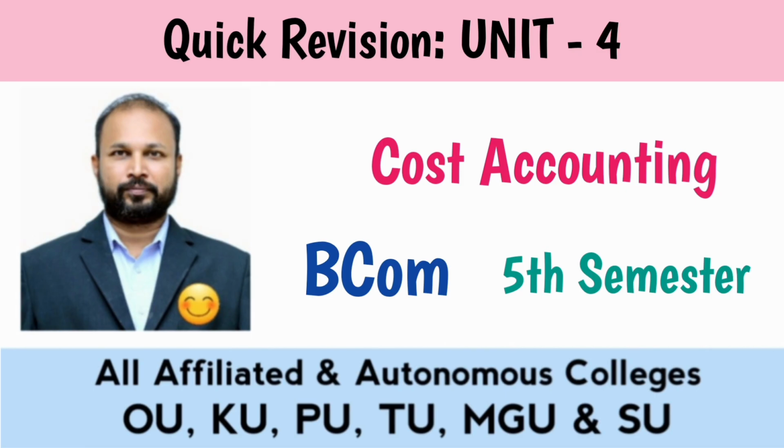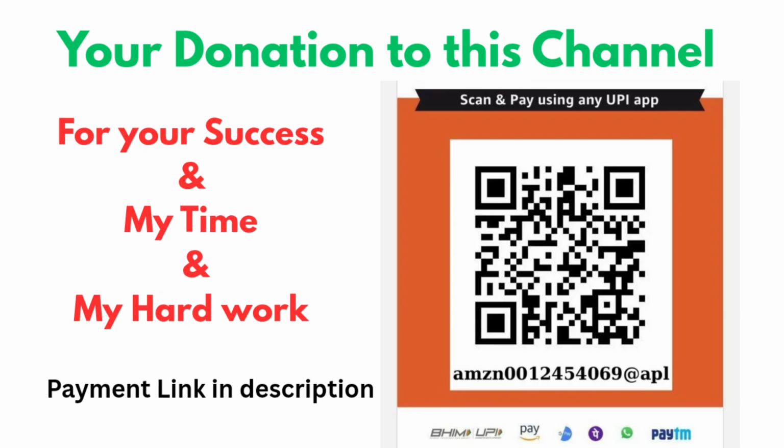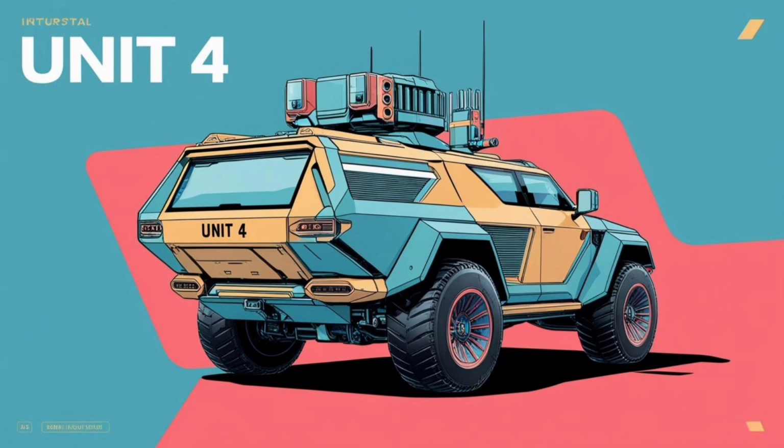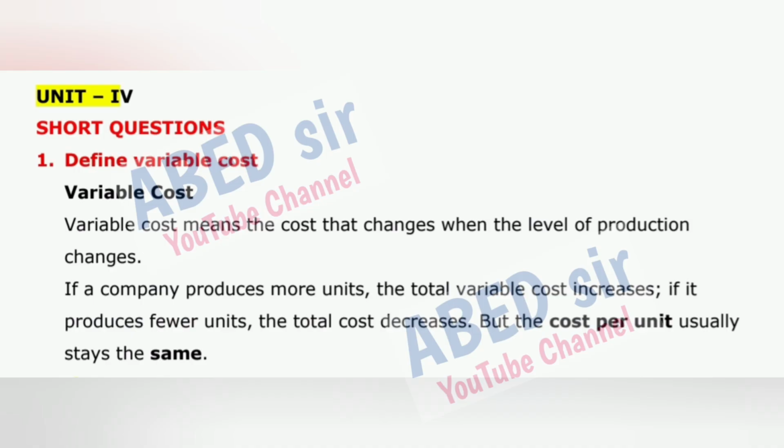In this video, I will be explaining the B.Com 5th semester subject Cost Accounting as prescribed by Osmania University and other universities of Telangana. We will go through the important questions and answers one by one. Let's begin with a quick revision. Unit 4 first important short question is: define variable cost.